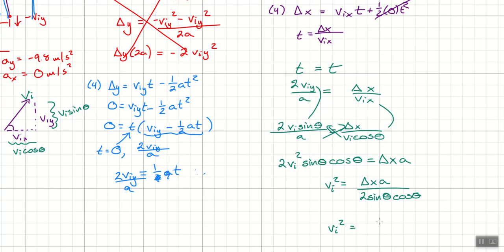When we plug in, if we do so at this point, delta x is 14. Acceleration is 9.8. I know that this is 2 sine theta cos theta. And I think that we can probably solve this. There's one, oh sorry, sine of, not theta. What should I replace that with?